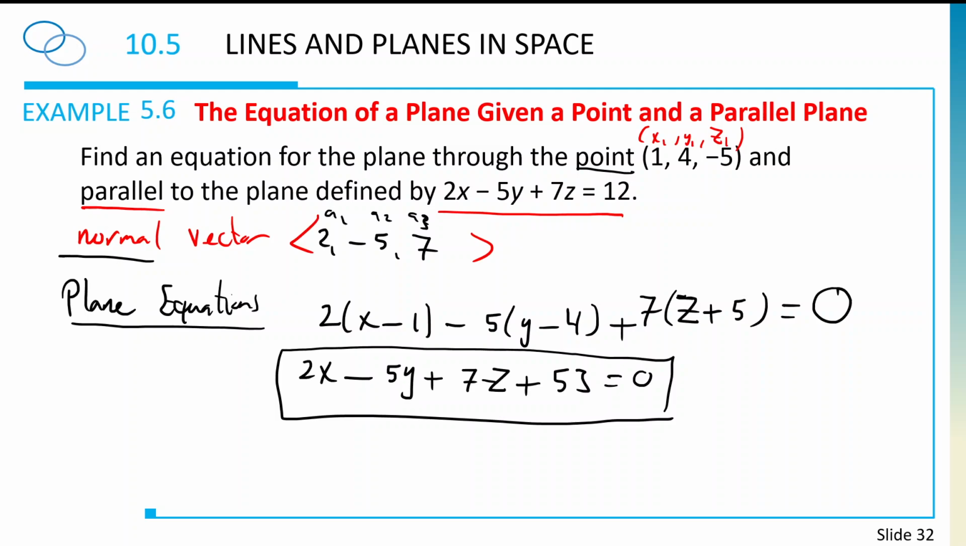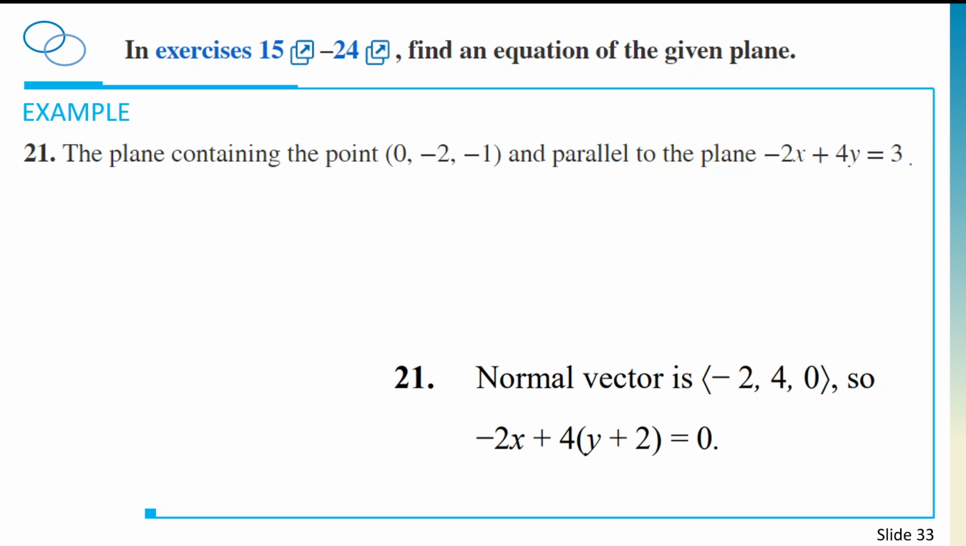Okay, now there's another question that you can try yourself. This one is one of the recommended questions. They tell you that the plane contains this point, which is x1, y1, z1, and it's parallel to the plane with this equation. So that means the normal vector should be what? It's already written down. The normal vector should be -2, 4. There's no z, so it's 0. -2, 4, 0. And then you find the equation. That's it. This is question number 21.